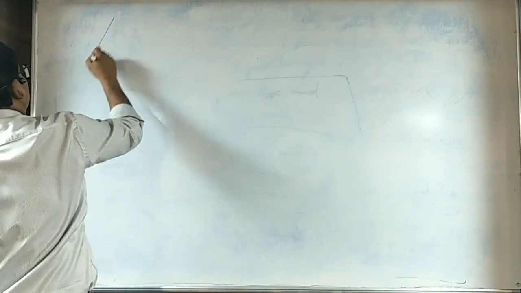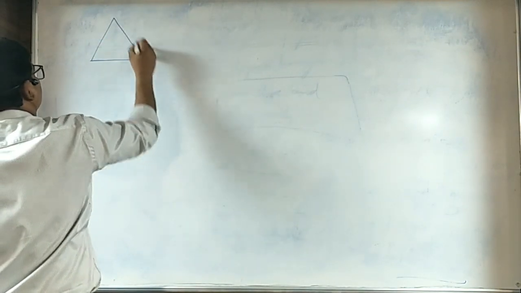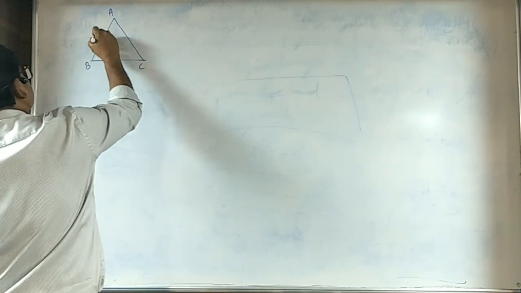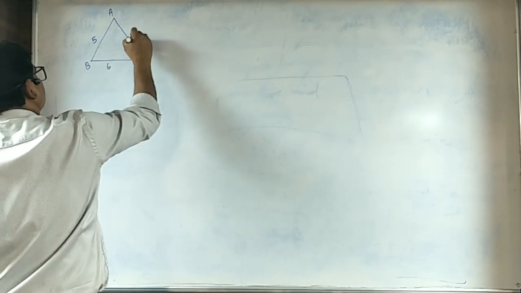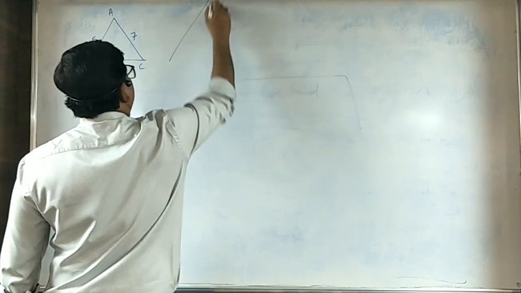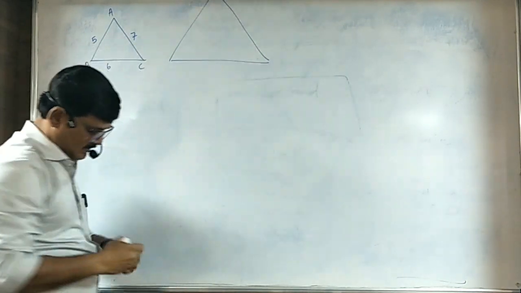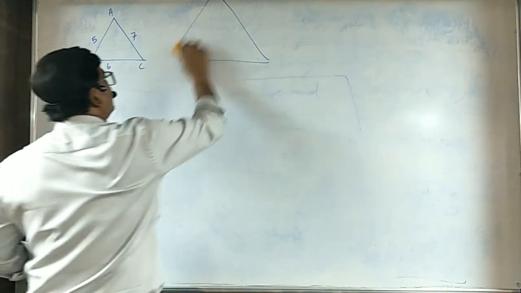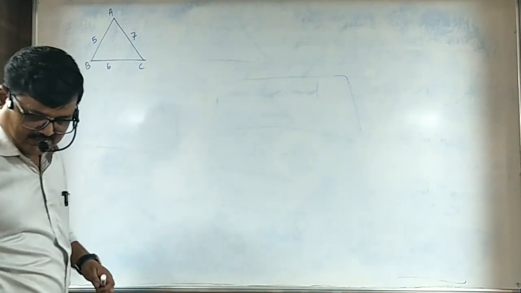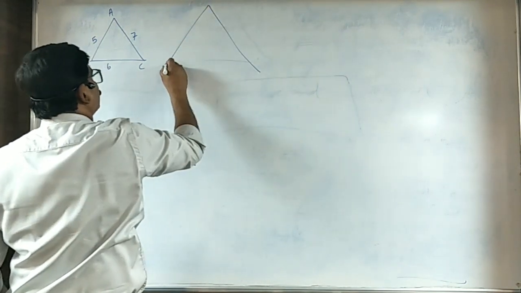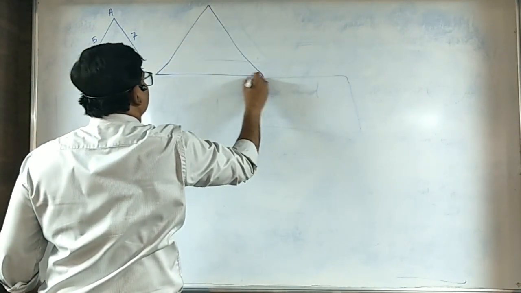Suppose I have two triangles here. There is one triangle named ABC, with side measurements 5, 6, 7. And I have another triangle named PQR. I will draw it a little lower so that you can see it. This is a bigger triangle, PQR.